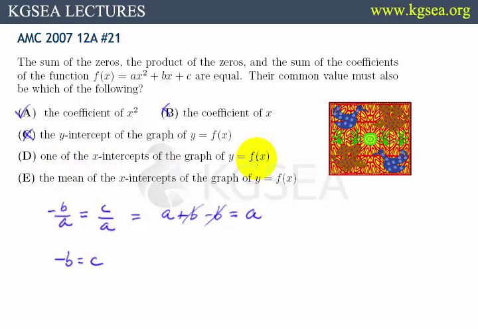One of the x-intercepts of the graph. One of the roots, I don't know what it is. That would be negative b plus or minus the square root of b squared minus 4ac, over 2a. Certainly it's not this, so it's out.